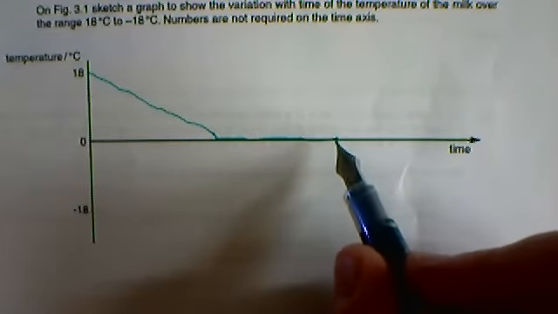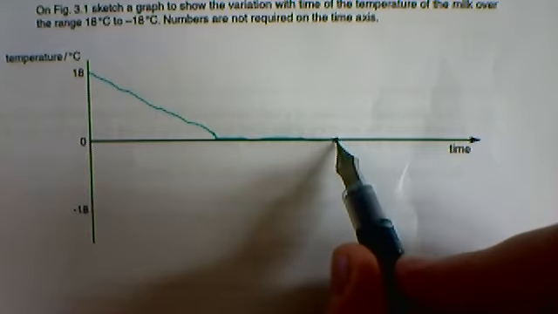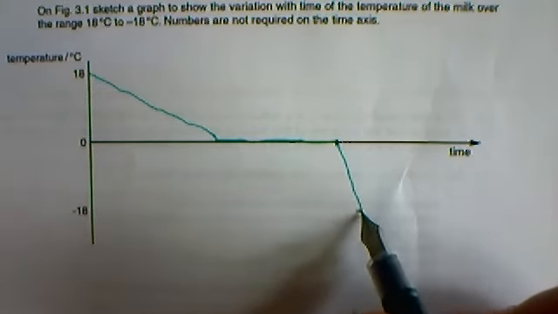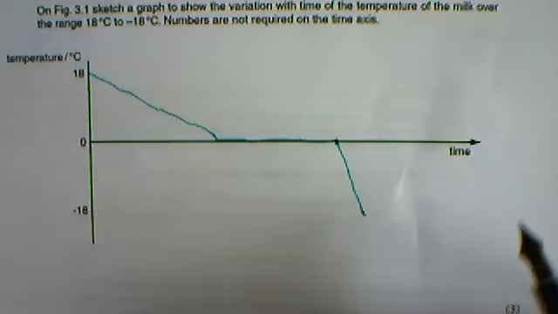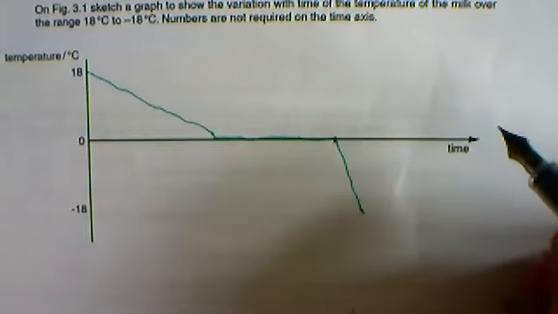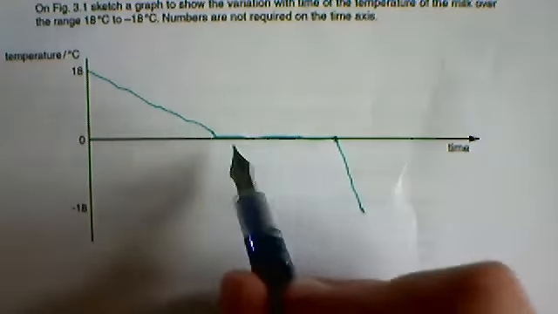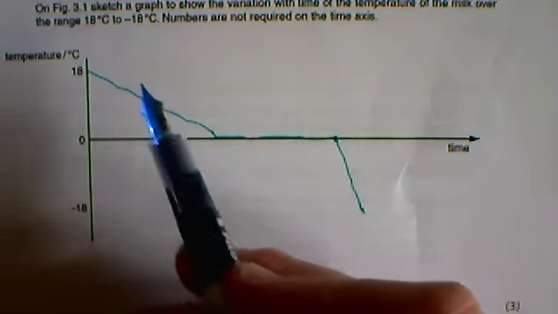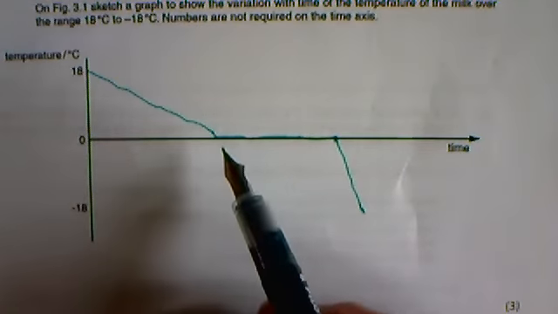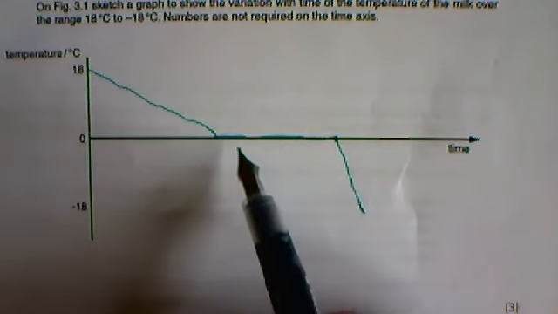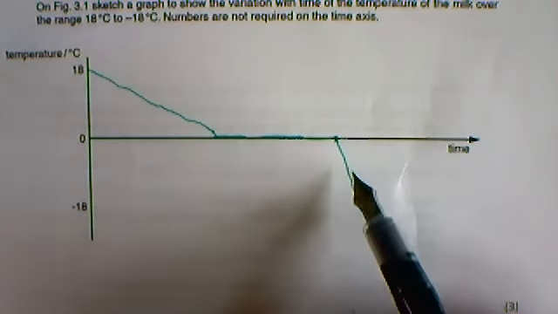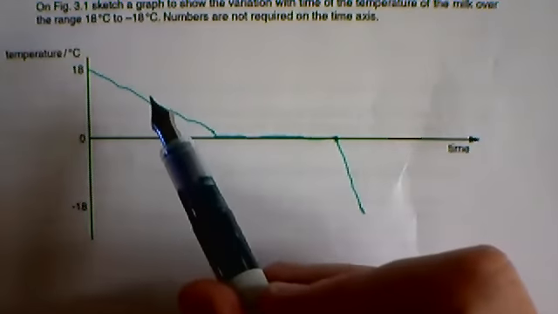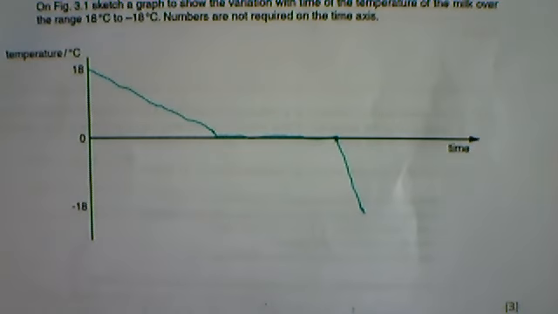But this is the key. We know it's got a smaller specific heat capacity, so we've got to put a gradient that is clearly steeper because it's cooling quicker. It doesn't matter if this is a little bit shorter or this is a bit longer. The key points are you've got a straight line that is dropping, then another straight line at 0, and then a third straight line where the gradient is greater than the first. And that's worth 3 points.